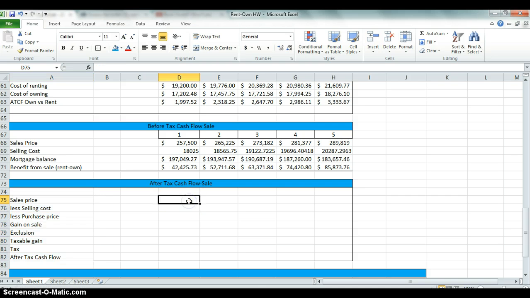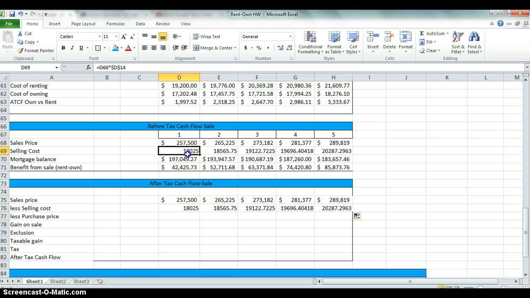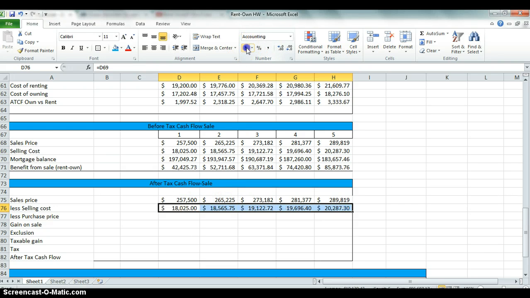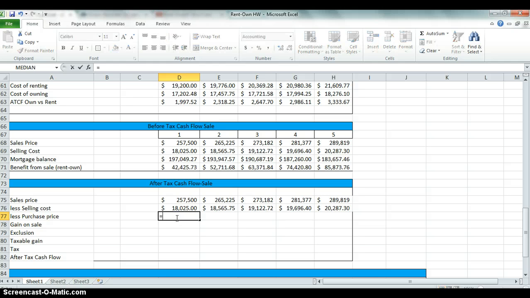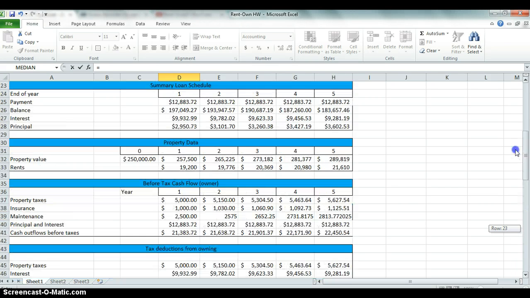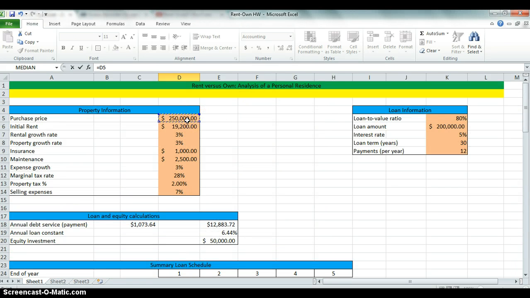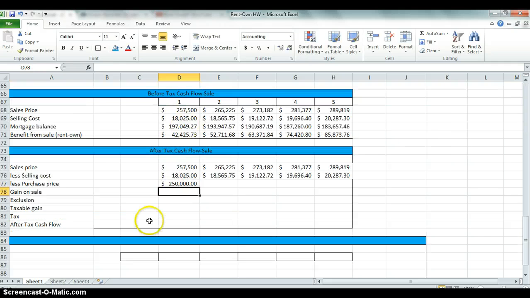Okay, so for our sales price, we have already used it up here, so we're just going to copy it, drag it down. For our selling cost, we have also already calculated here. So we're just gonna copy it and drag it down. All of these numbers should have a dollar sign in front, so we can do that too. We can just add a dollar sign there, add a dollar sign right there. Now for purchase price, less purchase price will be equal to the actual purchase price that we paid at the very beginning, which we will lock so we can keep using it.